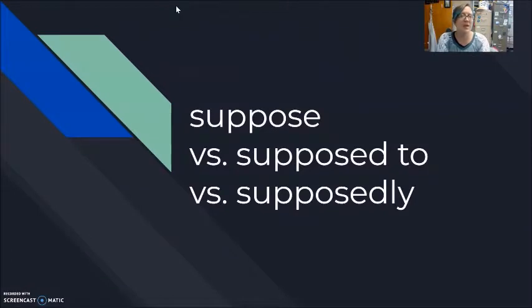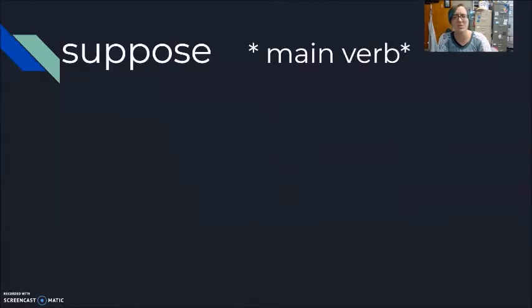Hopefully some good practice for us, looking at the verb suppose as a main verb compared to using it in the passive with be supposed to, and then comparing our adverb form of supposedly and the different ways that we use them in our sentences. So again, we're going to be looking at suppose, comparing it to supposed to, and comparing that to our adverb form of supposedly. So we're starting with suppose as the main verb.